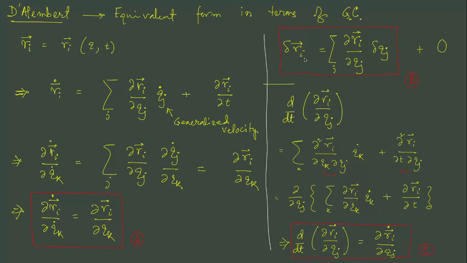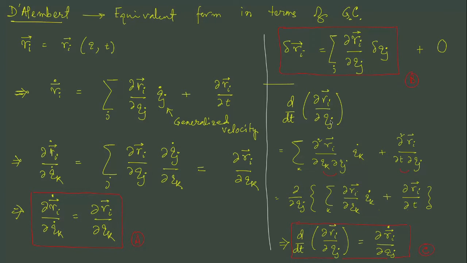Condition B is straightforward. We are calculating the virtual displacement of the ith particle, using chain rule again: sum over j del Ri del qj times delta qj. We do not get anything from the time part, even though Ri could be a function of time, as for a rheonomic constraint, simply because virtual displacements do not involve an explicitly changing time. Delta t is essentially 0 for virtual displacement. So delta Ri is only a function of delta qj's, and this is our relation D.